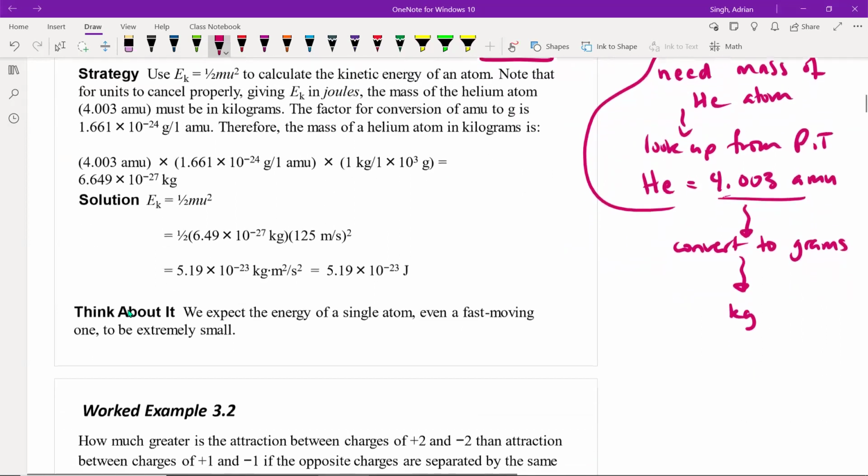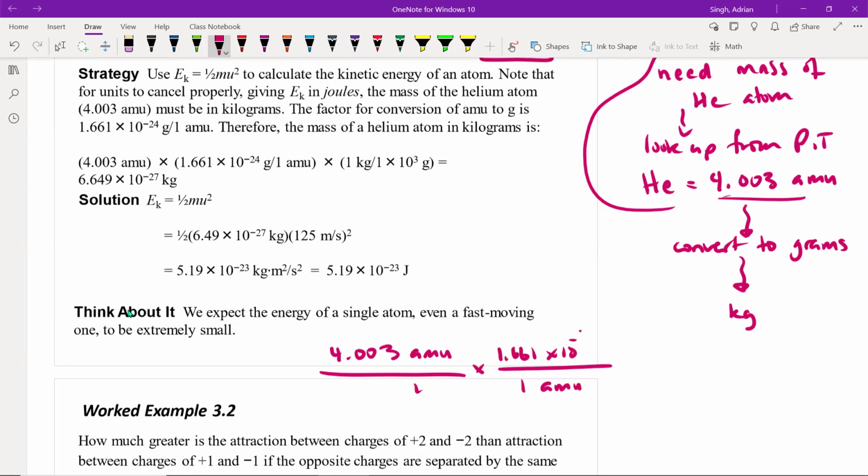Let's actually set this up in a way that's a little bit more user-friendly. So we have our 4.003 atomic mass units, the mass of the helium atom. I'm using the AMU to grams conversion, which you can look up in your textbook. One AMU is 1.661 times 10 to the negative 24 grams. Remember, the AMU is a very, very small unit. AMU goes away, and then we have our grams to kilograms. So 1 kg is the same as 10 to the 3 grams, or 1,000 grams.